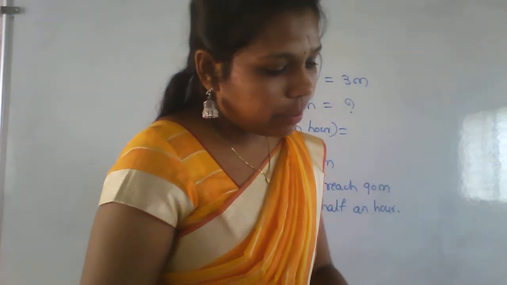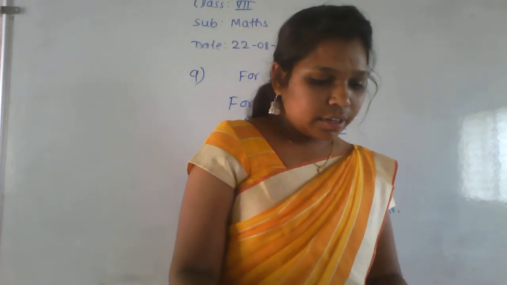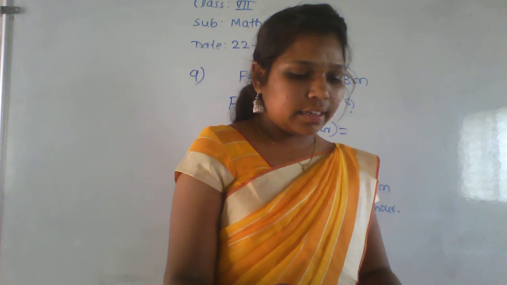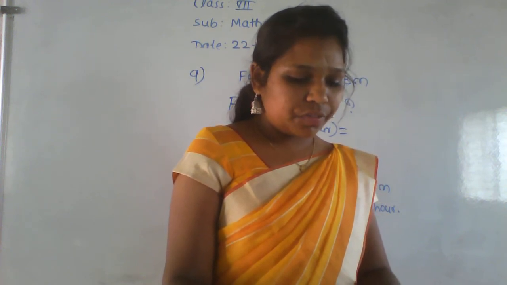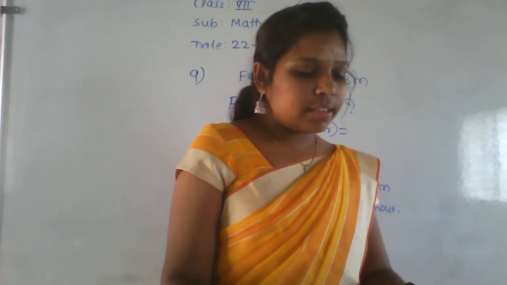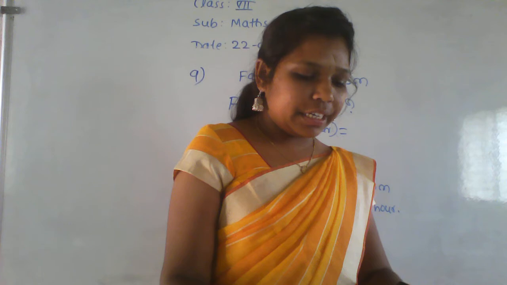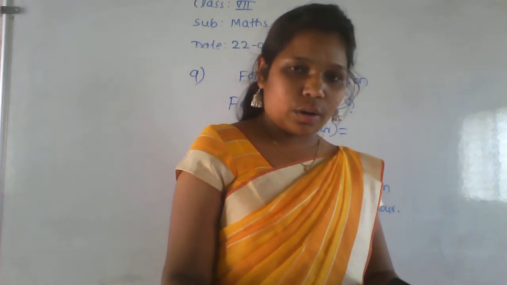Next, 10th one: the furniture dealer earns a profit of rupees 500 by selling a table, and incurs a loss of rupees 150 by selling a chair. First question: he sold 20 tables and 20 chairs. What would be his net profit or loss?